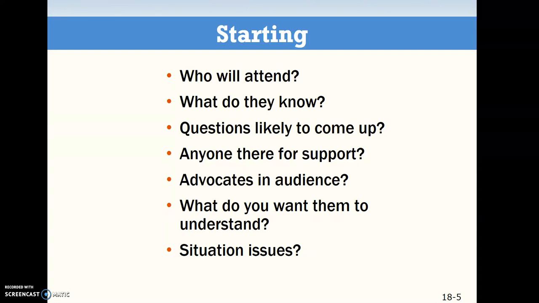Think about questions that might come up. Is there anybody there that's an ally? Anyone there to support what you're saying? Advocates in the audience. What do you truly want them to understand? So again, very much like your informative speech, you're thinking at the very end, okay, what do I want them to understand? What do I want them to walk away with? And think about if there are any situations or issues that might come up.